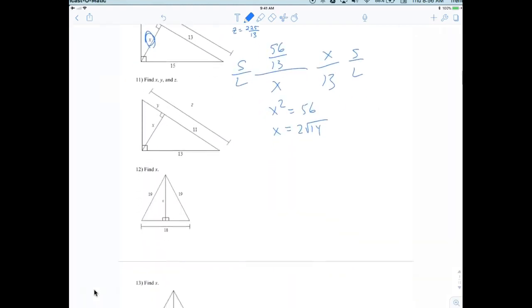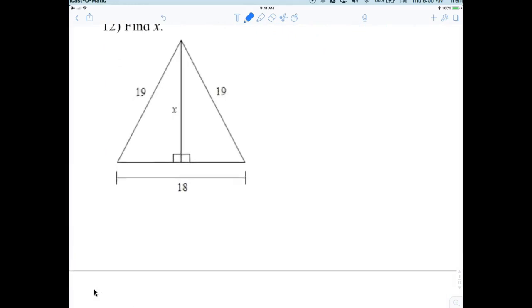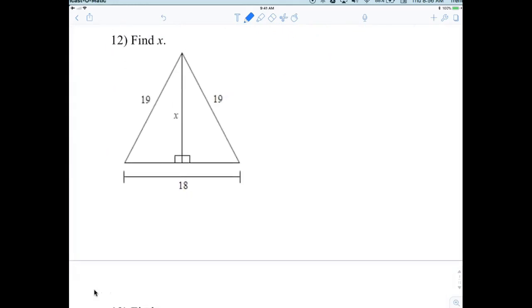All right, listen, we don't have enough time. All right, so number 12. All right, it's an isosceles. So this becomes a what?